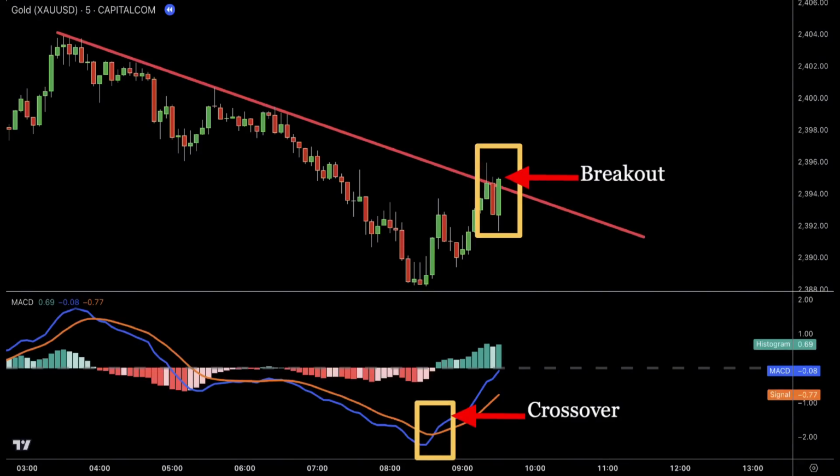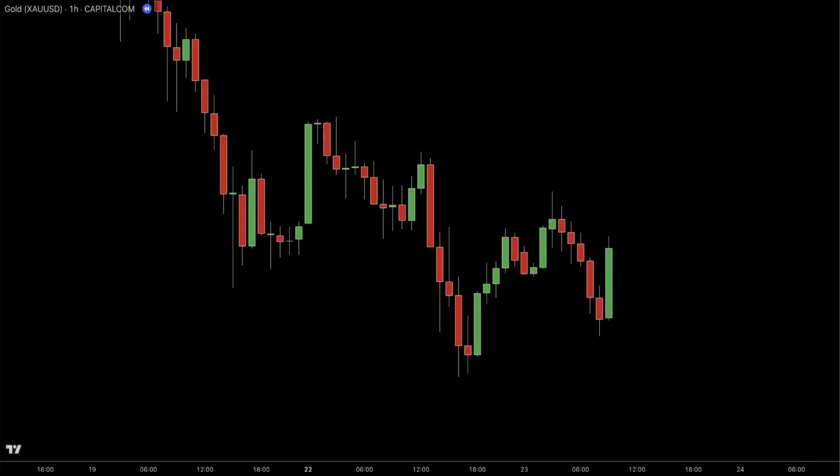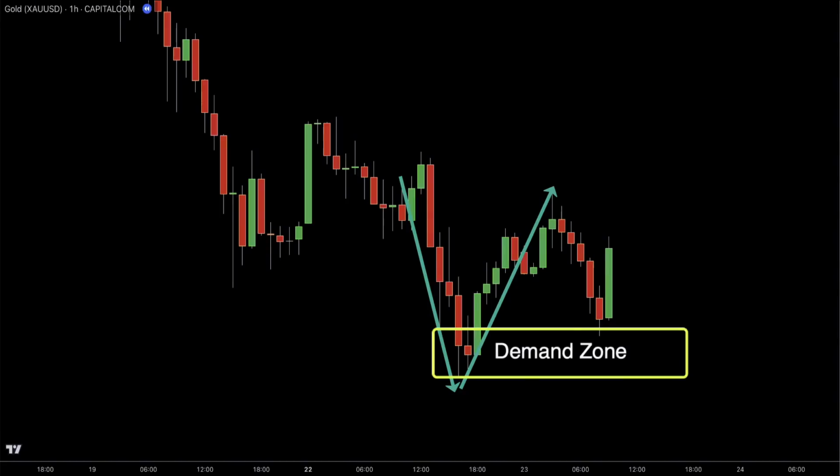We now have two strong signals: a trendline breakout upwards, and a bullish MACD crossover. To stack the odds further in our favor, let's perform a quick top-down analysis. We're trading on the 5-minute time frame, so let's check the hourly time frame for confirmation. On the hourly chart, we can see the market was previously in a downtrend. But notice this. The market hit a key level and reversed, creating a demand zone.